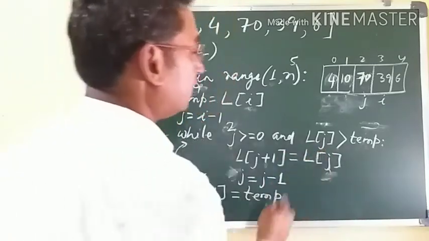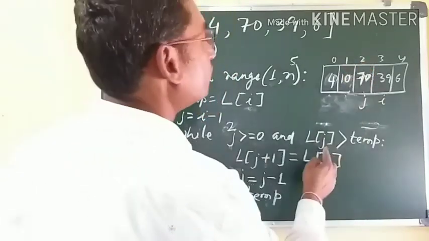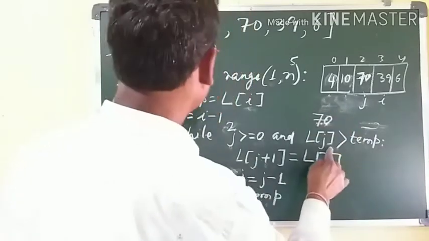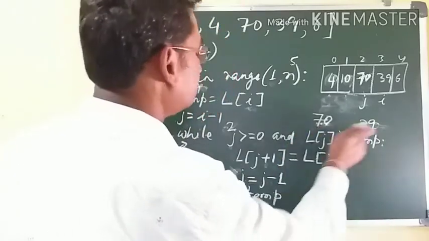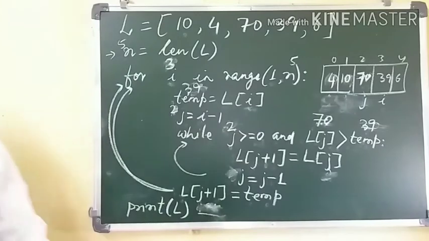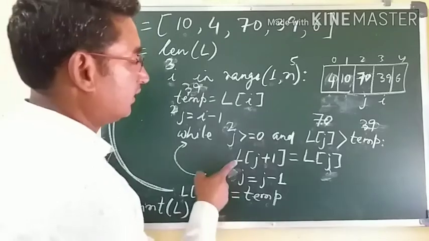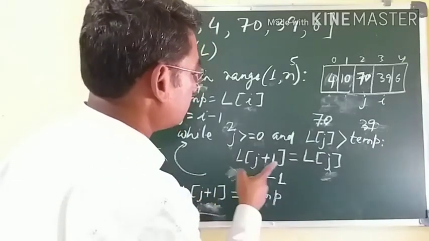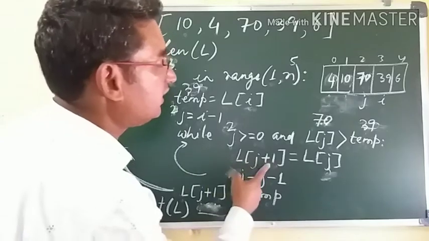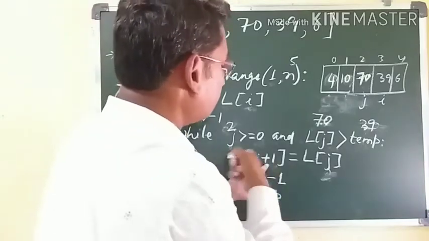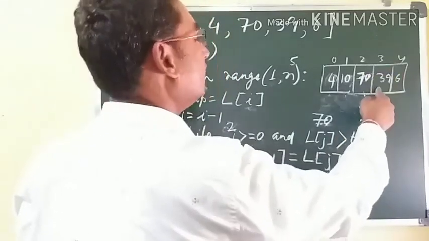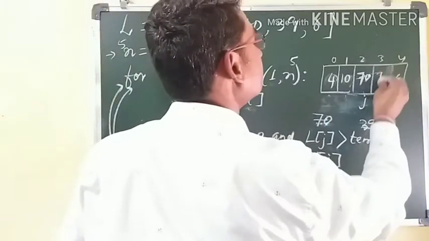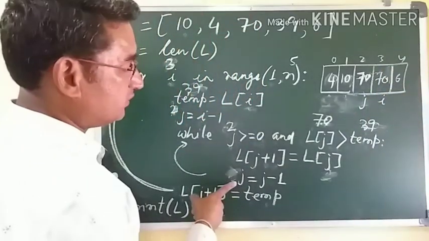And L of J is L of 2, which is 70. Greater than temp, which is 39. Now 70 is greater than 39. This condition is true and this condition is also true. If these two conditions are true, then this statement will be executed: L of J plus 1, J is 2 here, 2 plus 1, L of 3. In this L of 3, L of J, meaning L of 2, will be assigned. L of 3 is in this location and L of 2 will be assigned, so 70 will be assigned in this location. Now the value of J equals J minus 1.